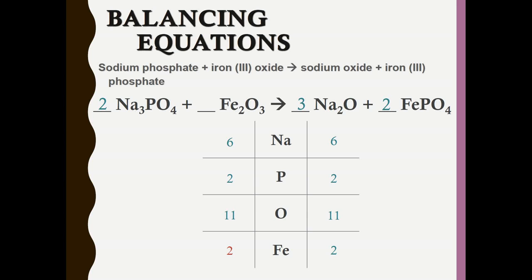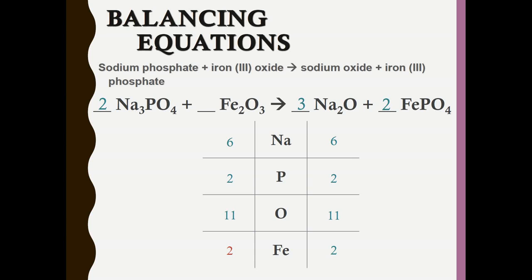On the right side, when I changed my sodium oxide coefficient from nothing to 3, if I add all the oxygens on the right side now, I get 7 oxygens. Now for the last one, iron phosphate, if I write down a 2 in front of iron phosphate, my number for oxygen changes, my number for iron also changes, and the number of phosphorus also changes. So after writing down all these coefficients, all of the elements are now balanced.